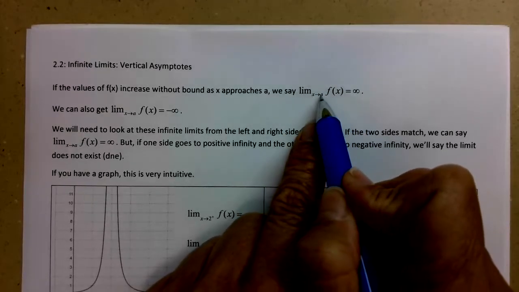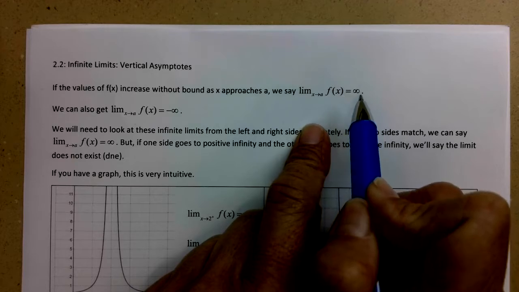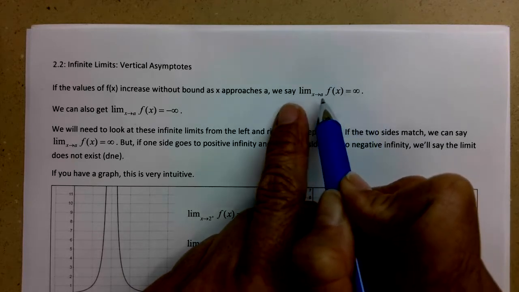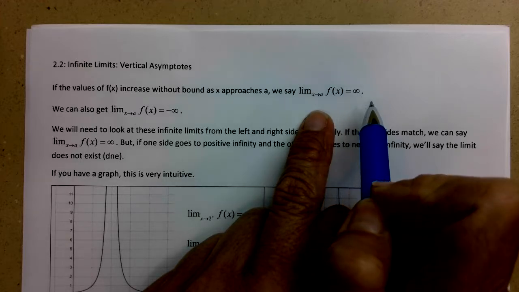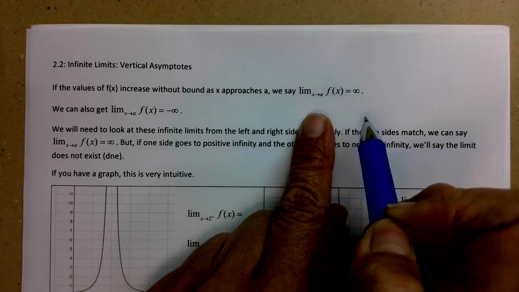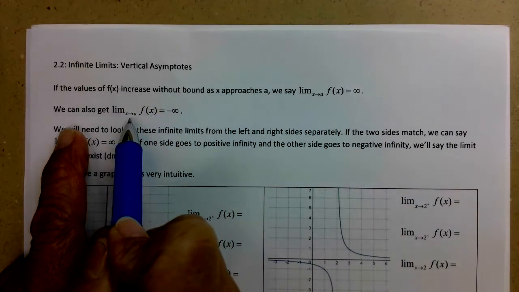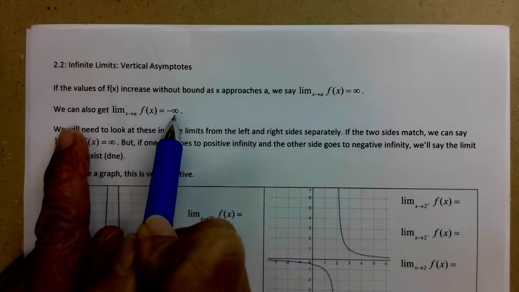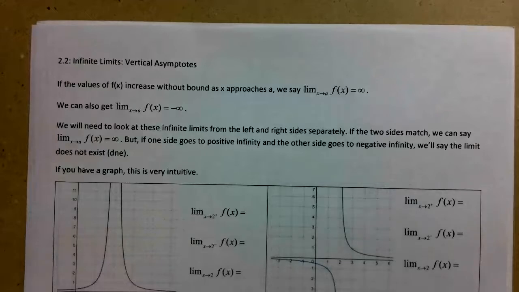The limit as x approaches a of f of x equals infinity. Now this is a bit of a hand wave because the limit is supposed to equal a real number. Infinity is not a real number, but this is just a shorthand. Okay, so it also might be that the limit as x approaches a of f of x equals negative infinity, right? If your function is going in the negative direction.